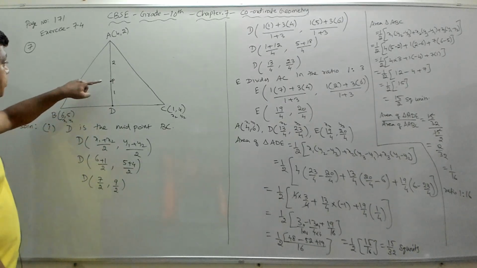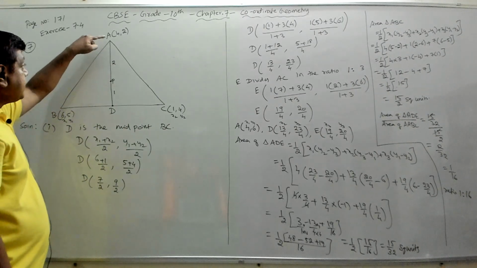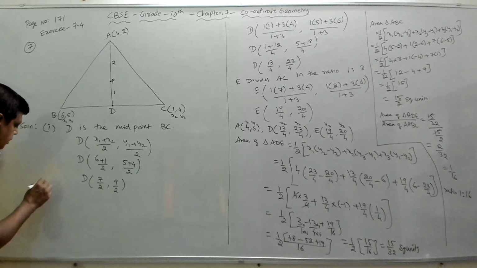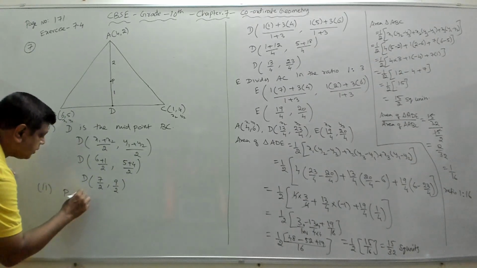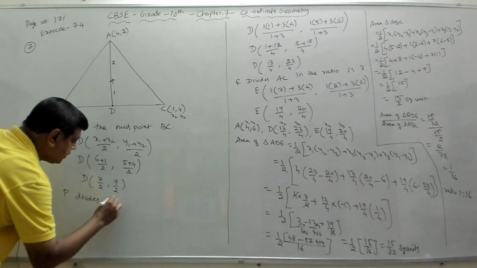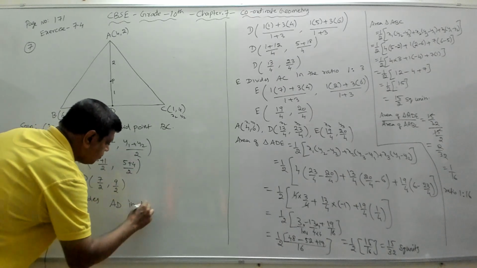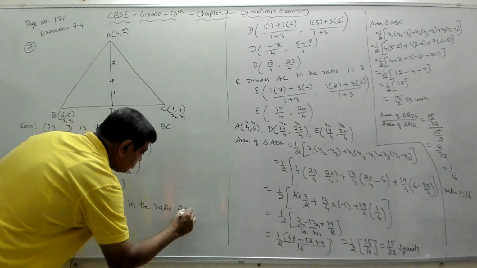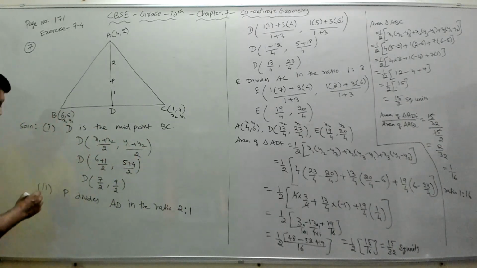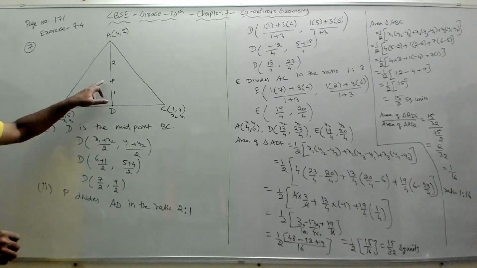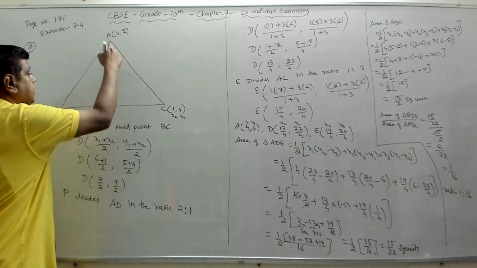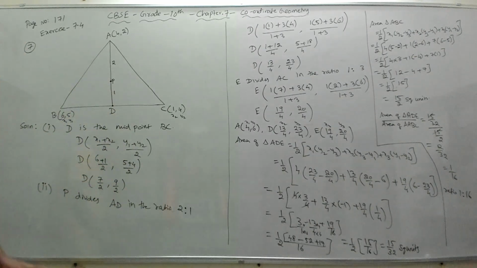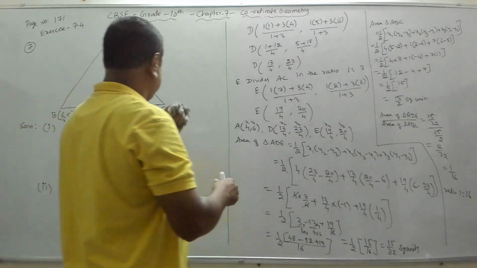Now we have to find the point P, which divides AD in the ratio AP by PD is 2:1. So the second part is, P divides AD in the ratio 2:1. Now we need to find the coordinates of P. Point P divides AD in the ratio 2:1, right? That is given in the question. Now we should find the coordinates of point P.